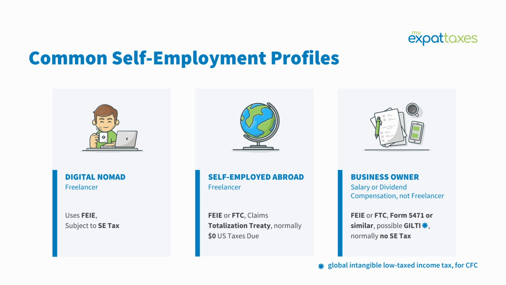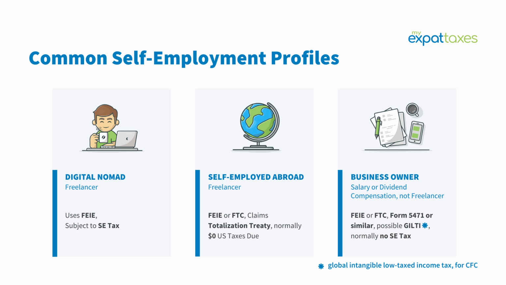So if you need to file Form 5471, you do that when you need to, and then for any salary or dividend you pay out to yourself, you can use foreign earned income exclusion on the salary, and you can use foreign tax credit on the salary or the dividend. Obviously, if you have a controlled foreign corporation, you might be subject to GILTI taxation, as I have talked about extensively in the last few slides, but there's no self-employment tax.